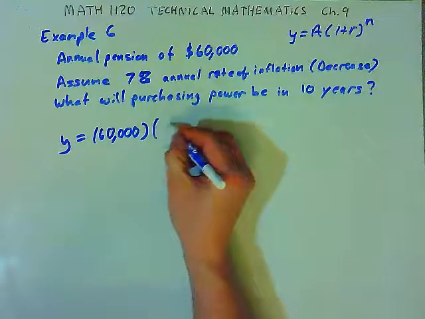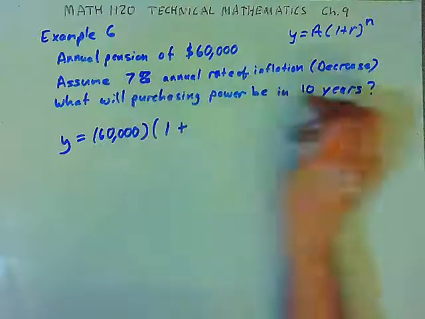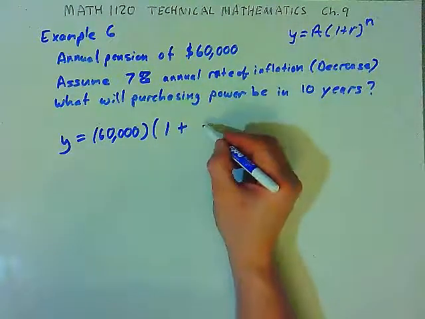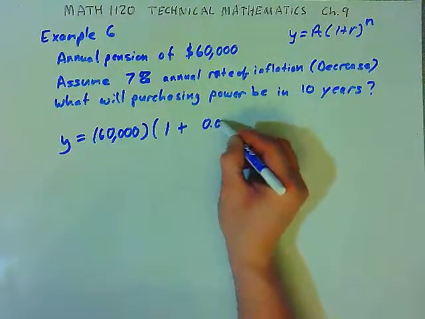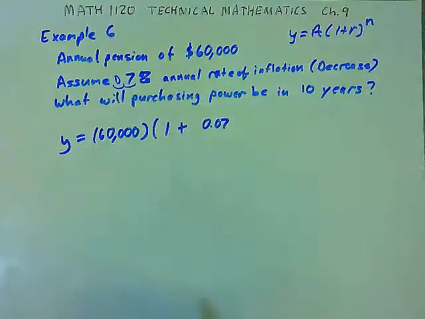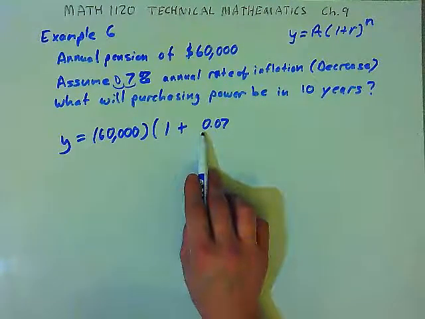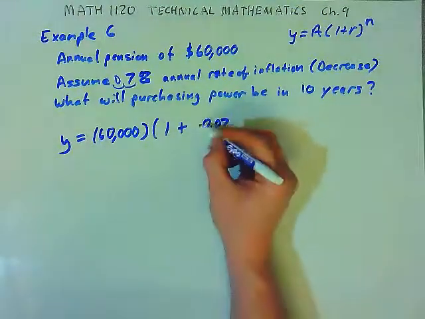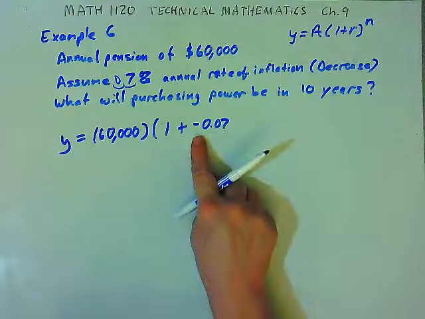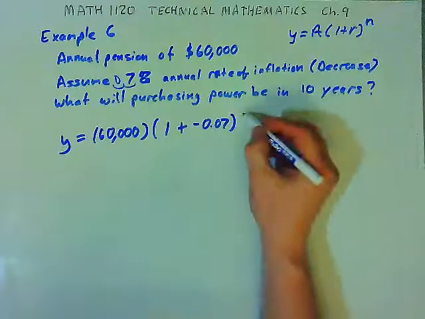As a decimal, that's going to be 0.07. So again, I move the decimal point 2 places to the left to get 0.07. But that is a decrease in their purchasing power. So this number is actually a negative, right? So we're adding a negative 0.07 in here. We want to find the purchasing power after 10 years.